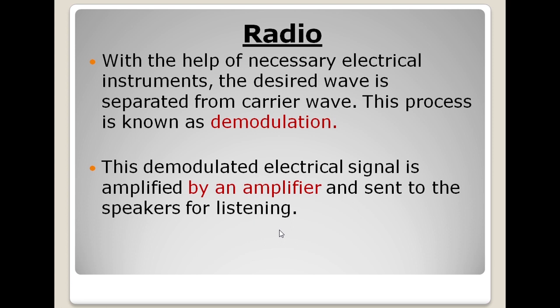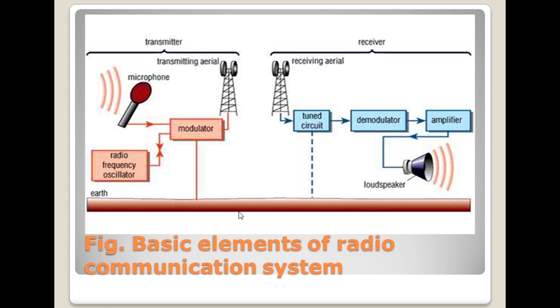Okay, this is the basic elements of radio communication system. Look at the figure. This is the microphone and radio frequency oscillator. This is the modulator, and the transmission is going on through the aerial. This is the total sending process, okay, or transmitting process.